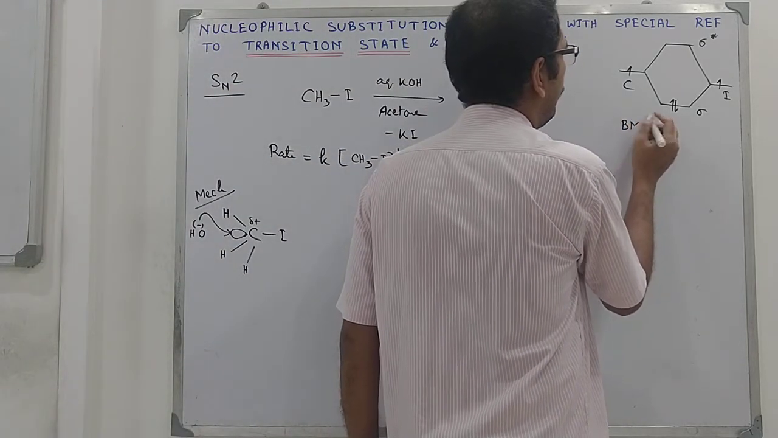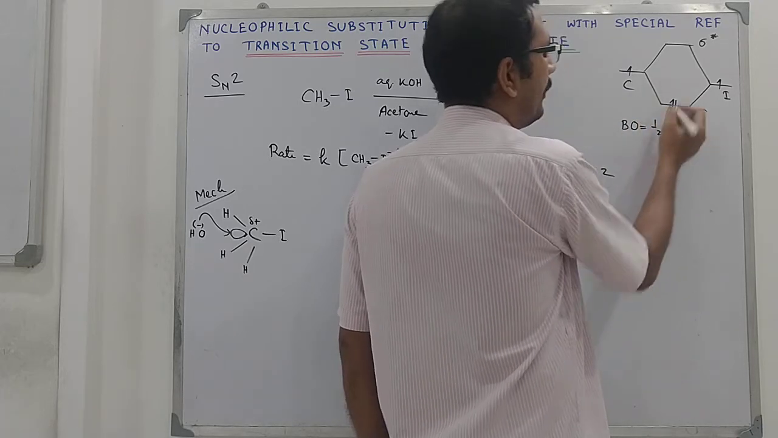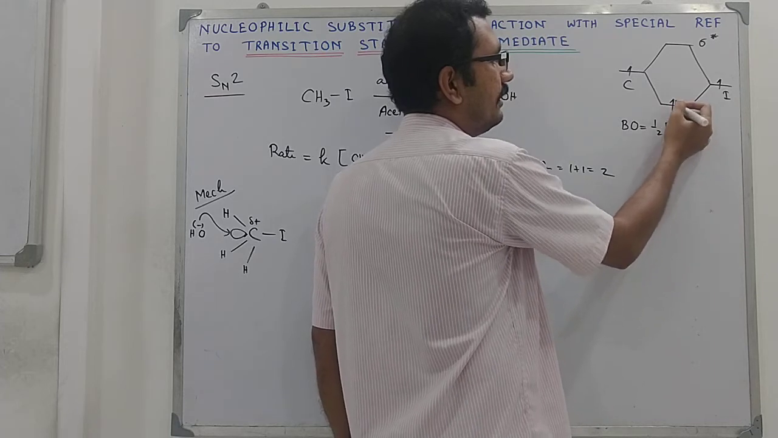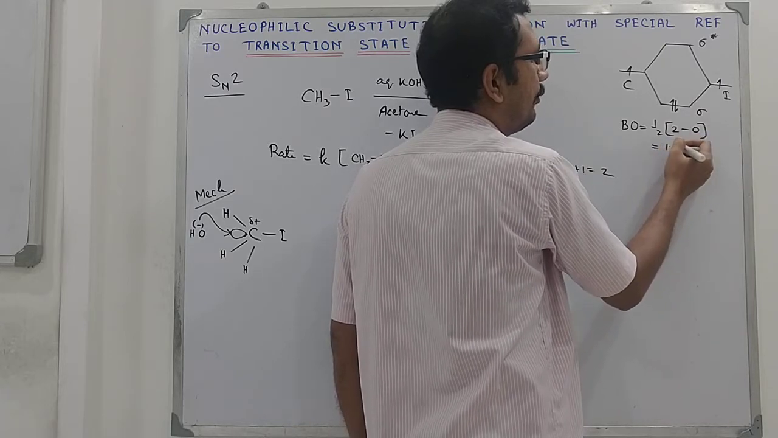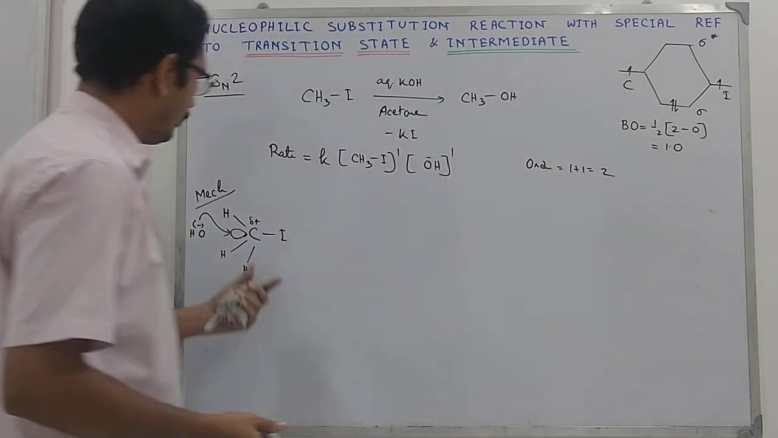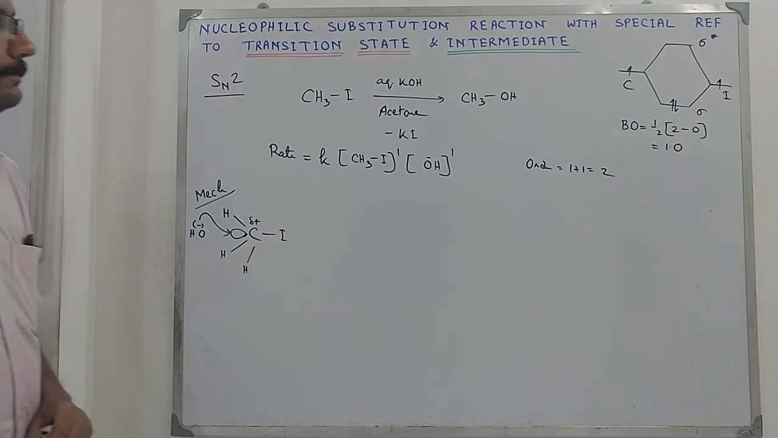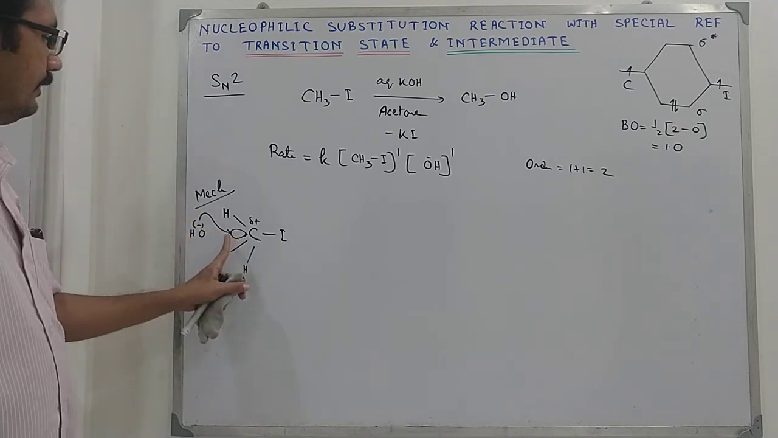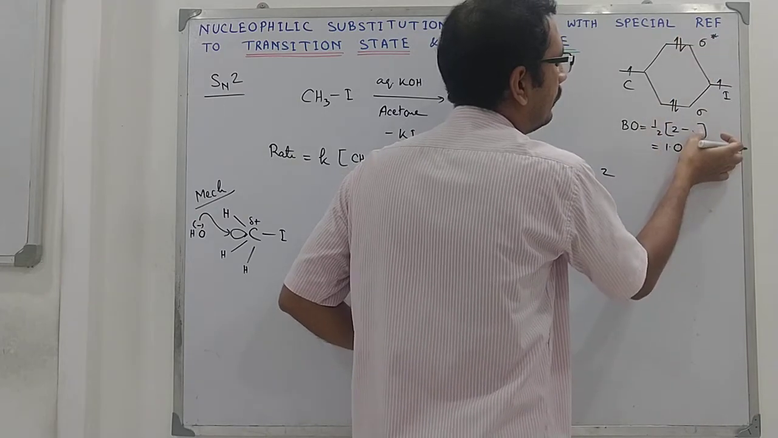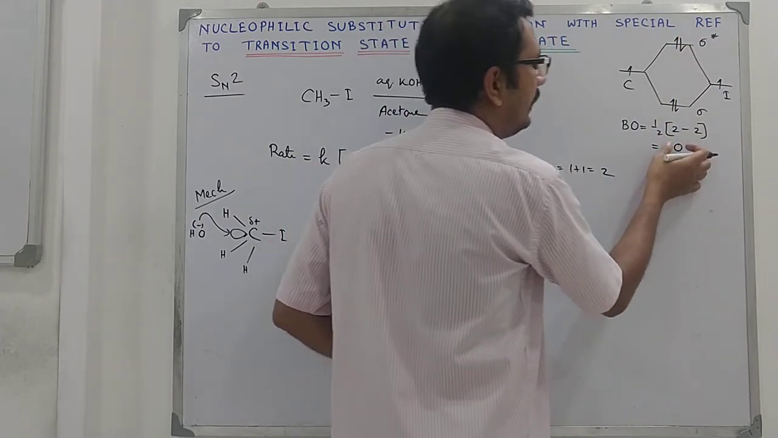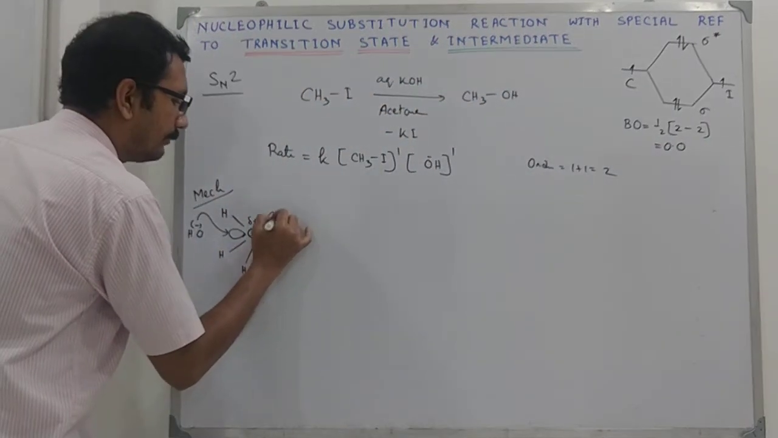Now we have the bond order before attack to be half into the number of electrons present in the bonding molecular orbital, that is 2, minus the number of electrons present in the anti-bonding molecular orbital, that is 0. So we have bond order to be 1.0. That we are observing here, that only one bond is present between carbon and iodine. But when this OH minus places this lone pair here, we will get this 2 here and it will be 0.0. So there will be no bond. So then what will happen? It will break.